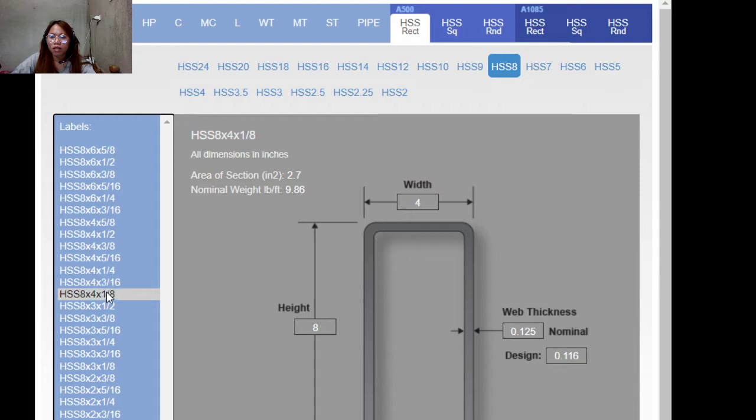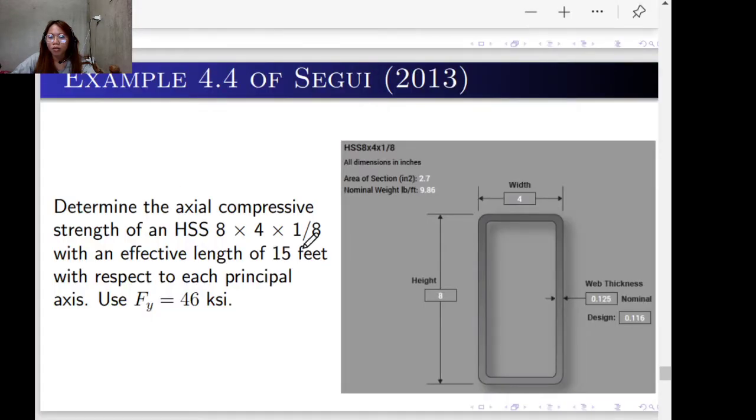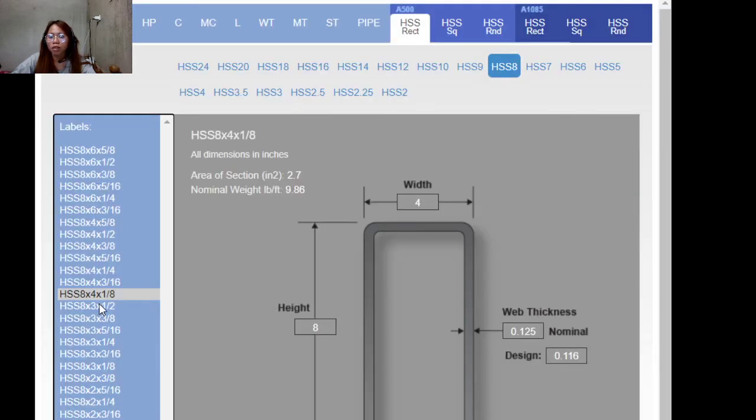And HSS 8 by 4 by 1/8. I think 8 by 4 by 1/8, yes. Actually, I already prepared this so we won't be delayed. So, yes, HSS 8 by 4 by 1/8.